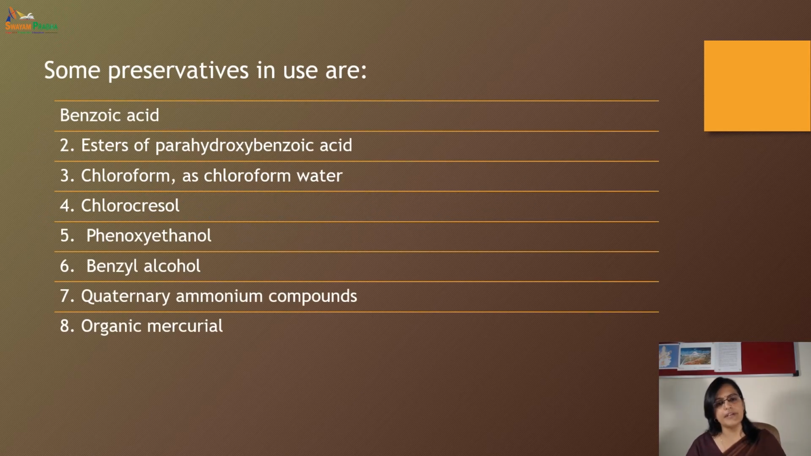Some preservatives used are benzoic acid and esters of para-hydroxybenzoic acid, chloroform and chlorocresol, phenoxyethanol, benzyl alcohol, quaternary ammonium compounds and organic mercurials.